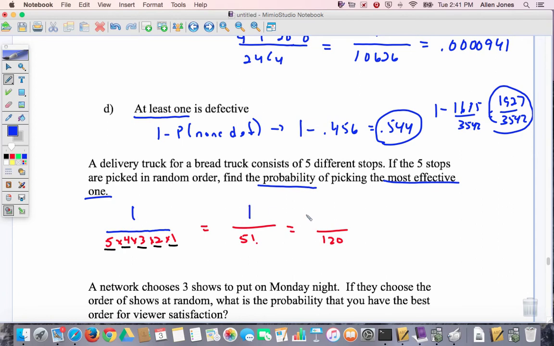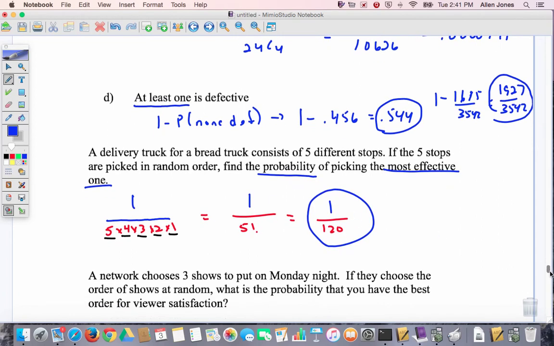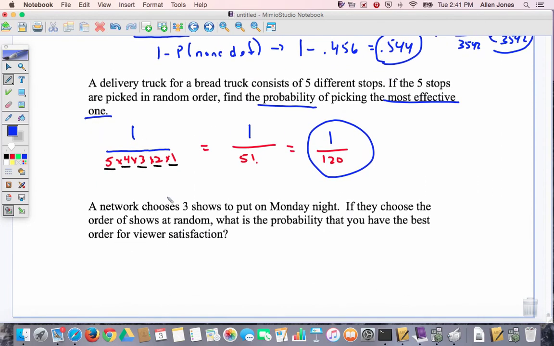A little bit tricky here. We have to read into this a little bit. It says the most effective one. There's only one most effective route, so it's 1 out of 120. Most effective one.